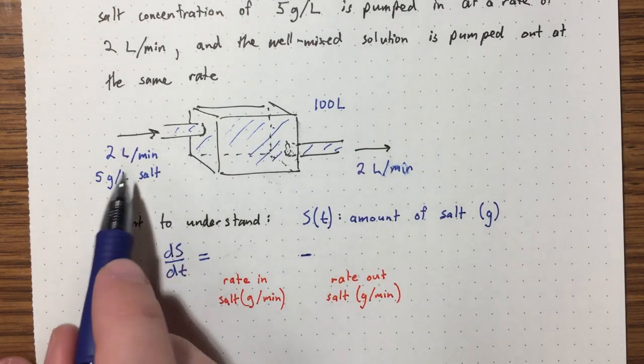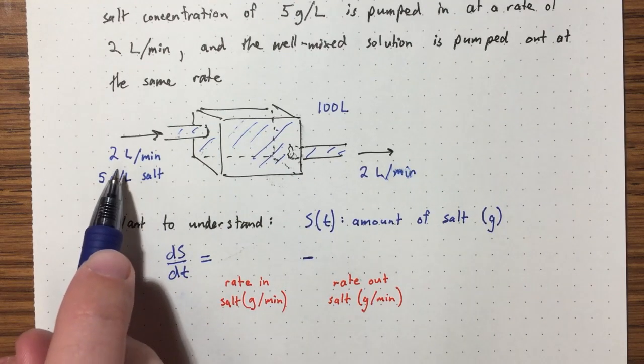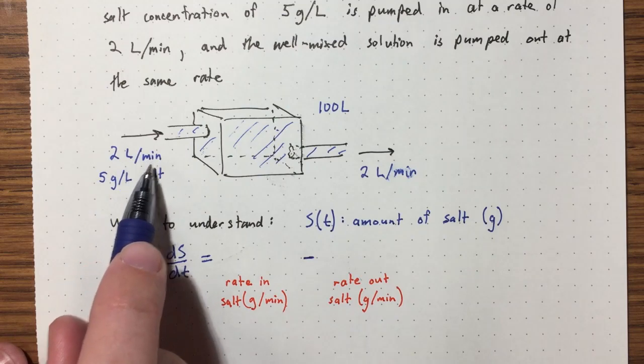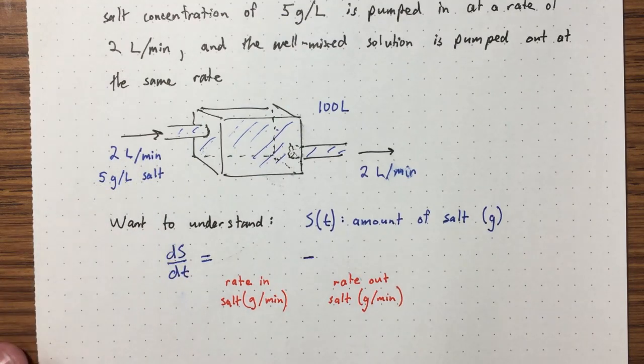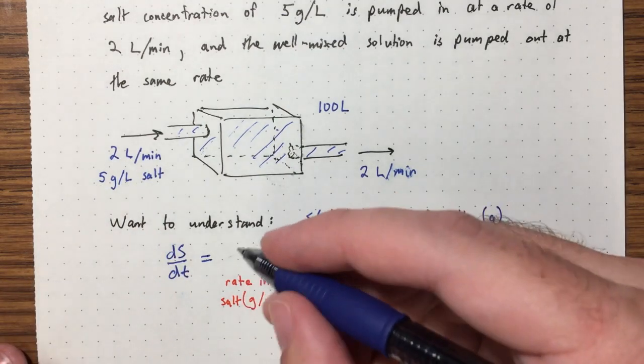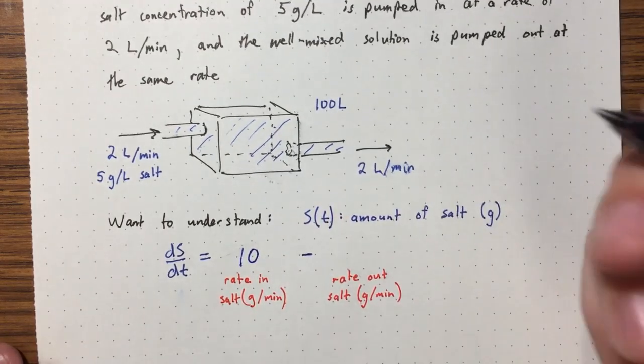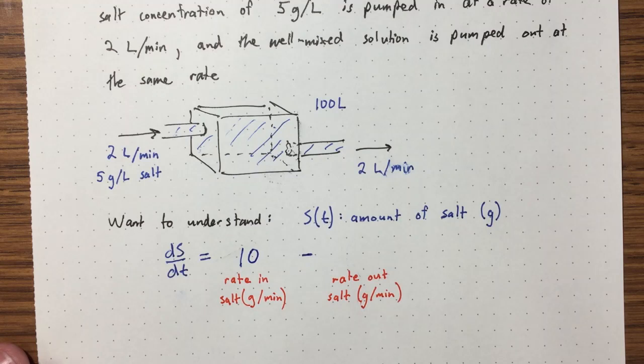Okay, well, how much is coming in? That's going to be probably the easier part. So there's 2 liters per minute of water coming in, but each liter is going to have 5 grams of salt. So altogether we have 2 times 5, or 10 grams of salt per minute coming into the tank.